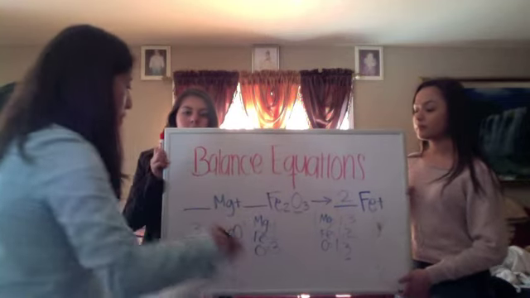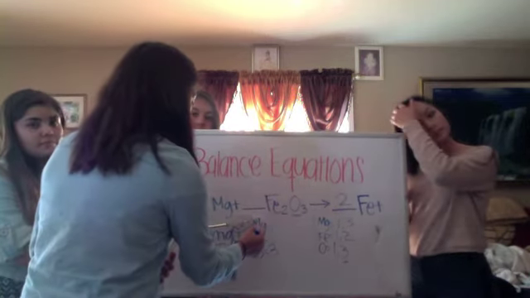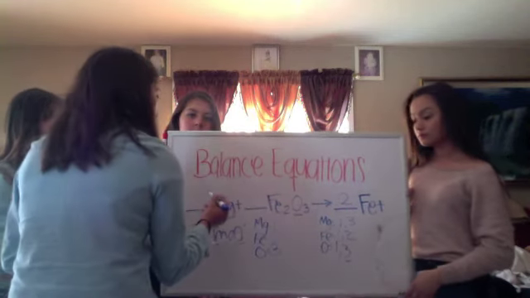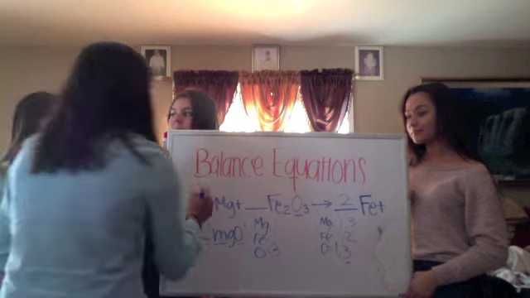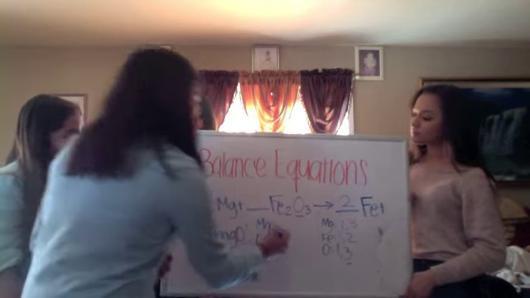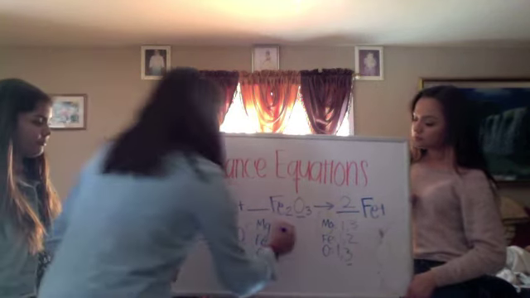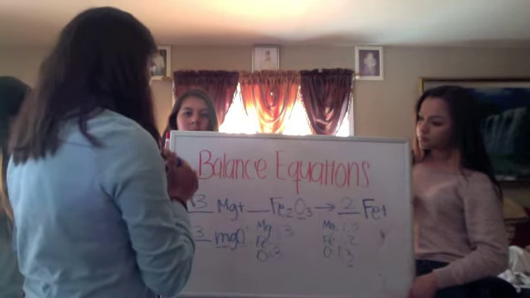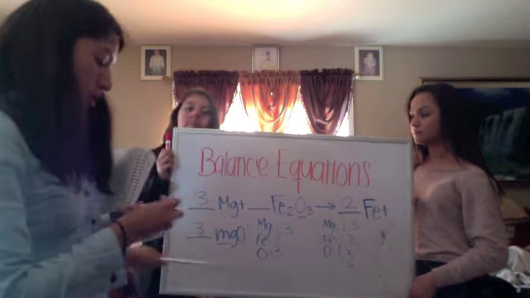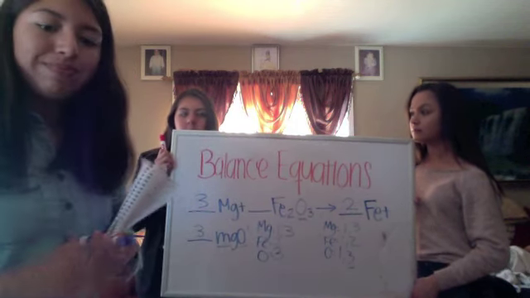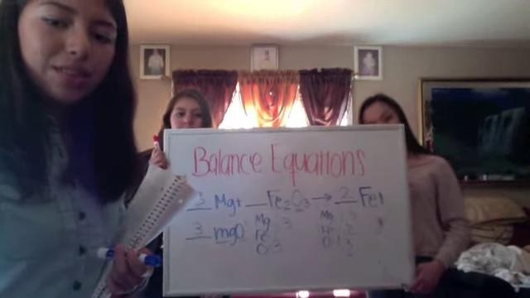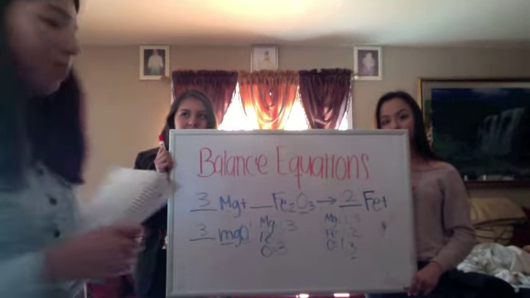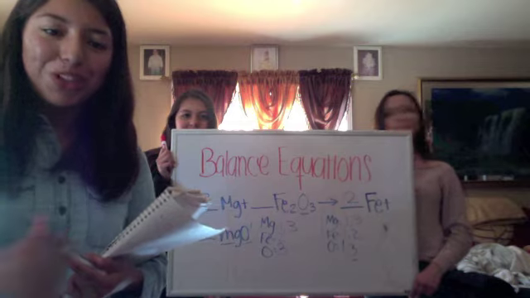So now the only thing that you need to change is the Mg, because it's the only thing not matching with this Mg. So what do you do for that? You multiply times 3 here, and since 3 times 1 is 3, you just put a 3 there. And your final numbers are 3, 2, and 3. So now your equation is balanced equally on both sides. If you have any other questions, raise your hands or get tutoring from your teacher.